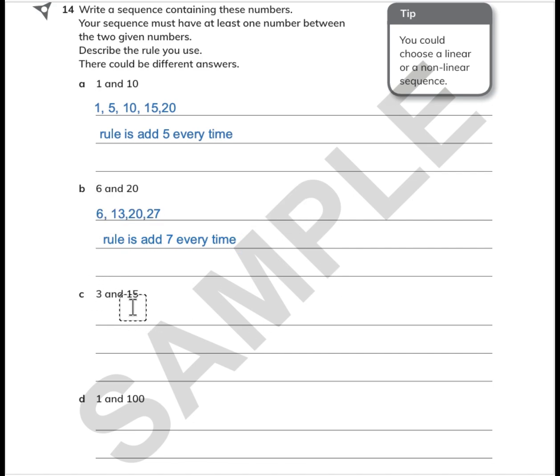Next is 3 and 15. It is very simple. We can use multiples of 3: 3, 6, 9, 12, 15. So this will be a linear sequence, and here I am going to use a non-linear sequence.